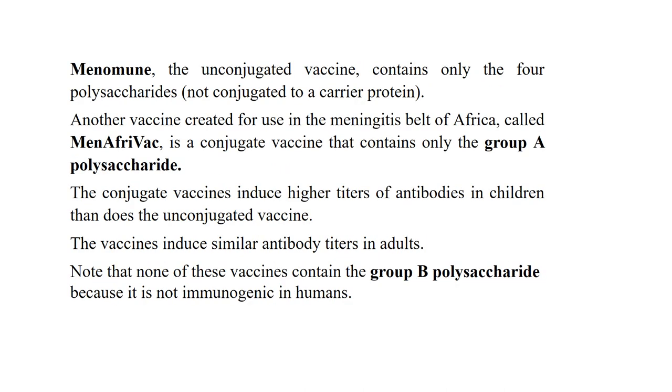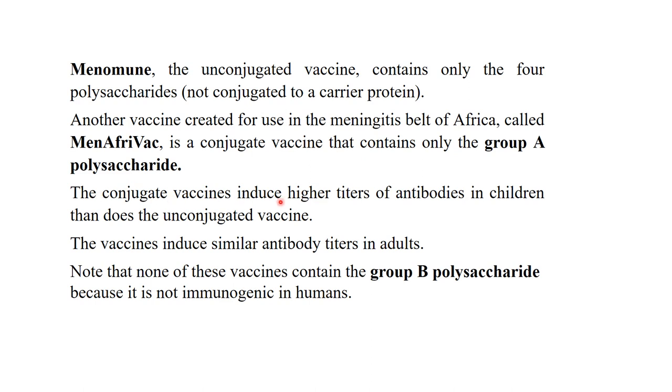Menomune, the unconjugated vaccine, contains only the four polysaccharides, non-conjugated to carrier proteins. Menomune has no carrier protein, so it is a non-conjugated vaccine. Another vaccine created for use in the meningitis belt of Africa, called Menafrivac, is a conjugate vaccine that contains only the group A polysaccharide.